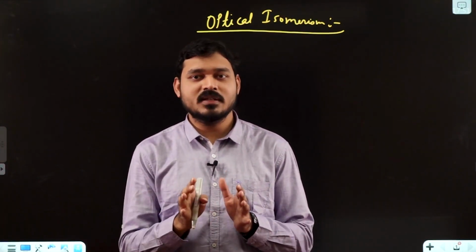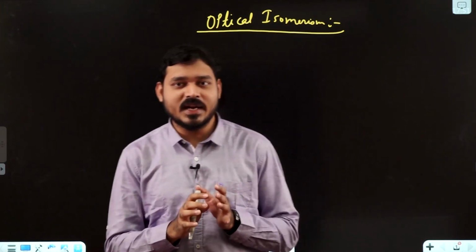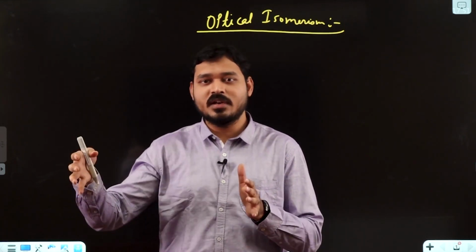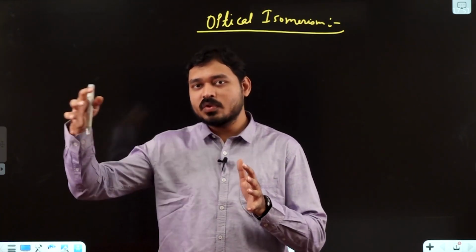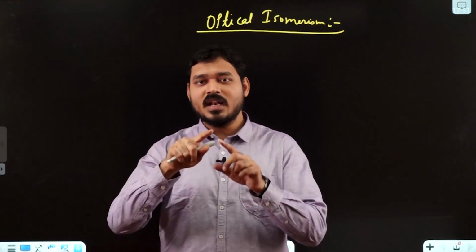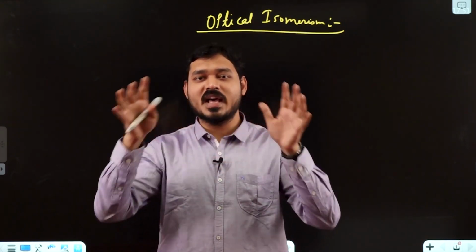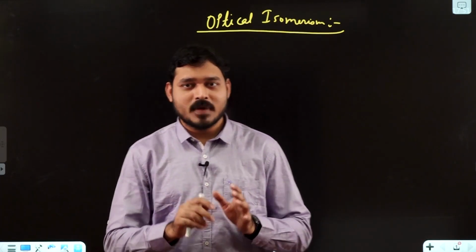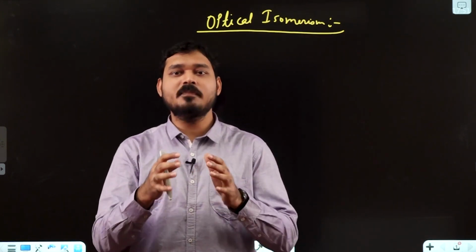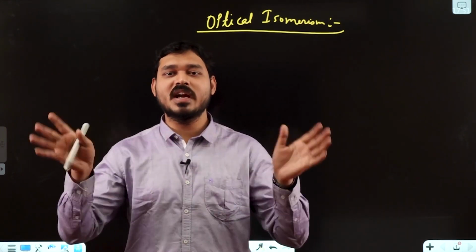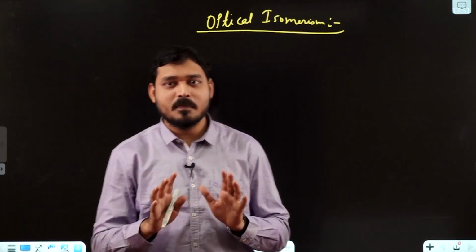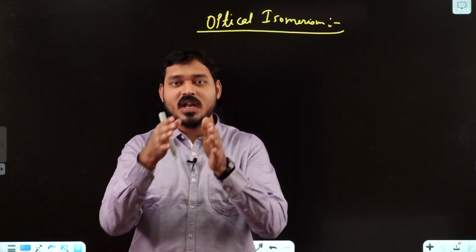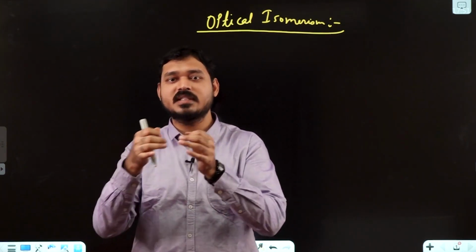The first thing is optics, light. If a light source is there, suppose sunlight or tube light or any torch light, we observe that the light rays have oscillations in all the directions, in all the planes. That is simply called unpolarized light. But when the light has a particular plane, that is called polarized light.